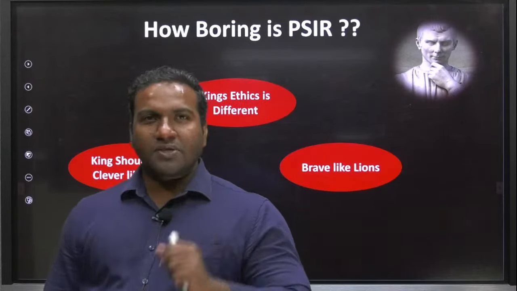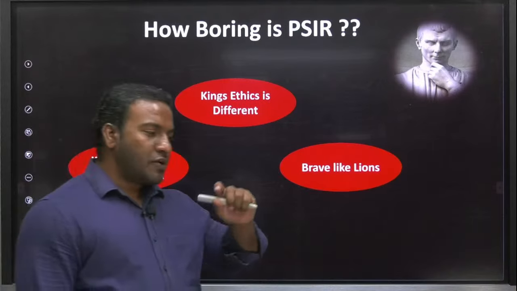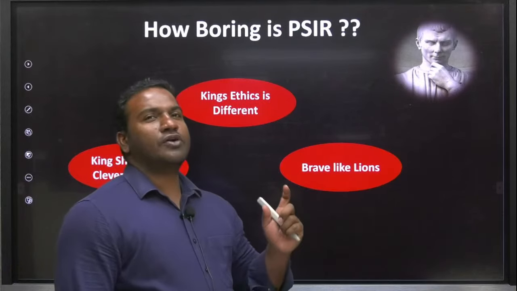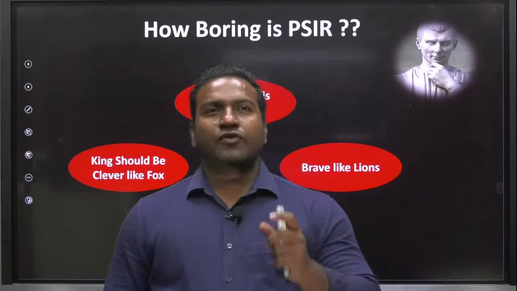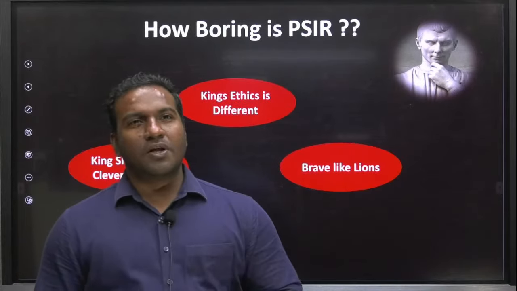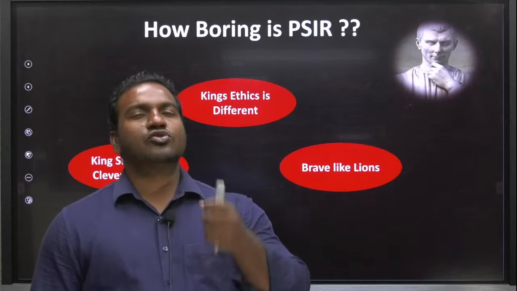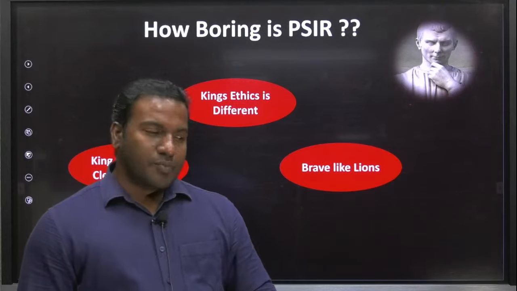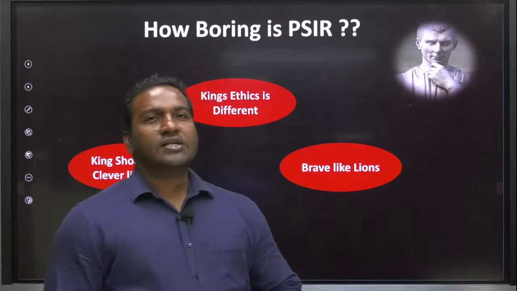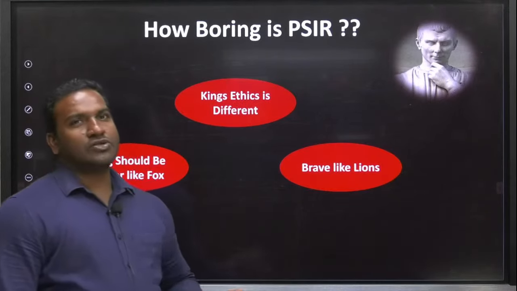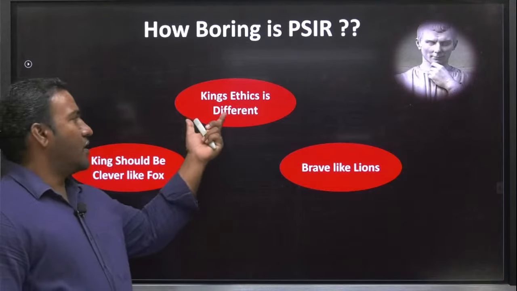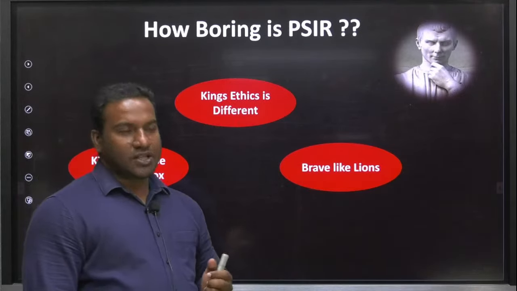If the kingdom has to be saved, you have to be daring to go for any unethicality for that matter. For the sake of your people, if you have to deceive someone, you should go and cheat that person, deceive that person at any cost. Hence, for Machiavelli, the ethics of a king is different from a common man's ethics.